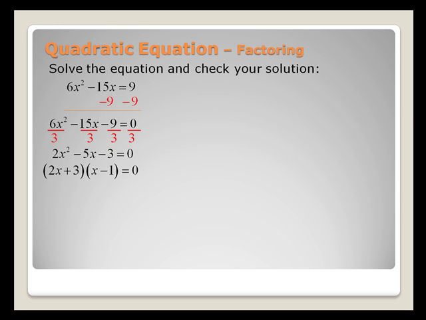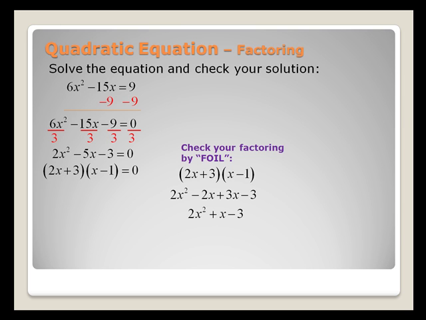Now it's really important that you factor this correctly in order to solve it correctly. So before we go any further, we're going to check our factoring by multiplying this out using the FOIL method. Our first product is 2x squared, outside product negative 2x, inside product 3x, and the last product is negative 3. So when I multiply this out and combine like terms, I get 2x squared plus x minus 3. Compare this to the equation we had earlier. Notice they don't match. That means we did not factor this correctly. That means we have to start all over.